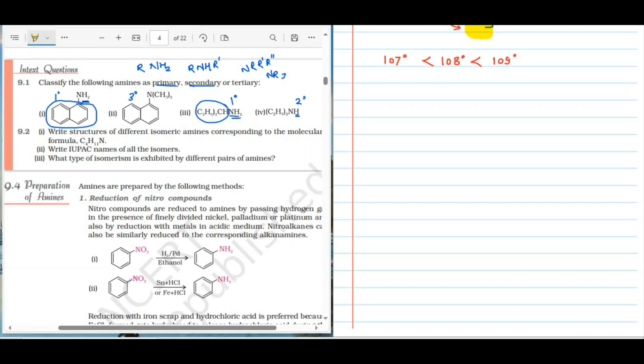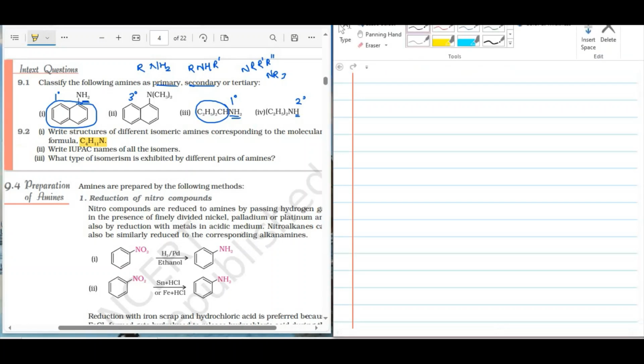Now come to the next question. Write structures of different isomeric amines corresponding to the molecular formula C4H11N, and second, write the IUPAC name of all the isomers. What types of isomerism is exhibited by different pairs of amines? So let's try to draw isomers of C4H11N.